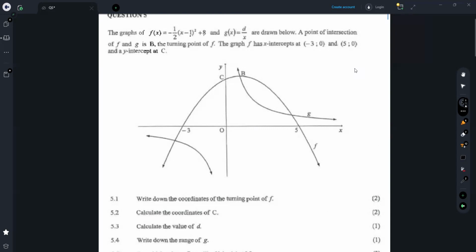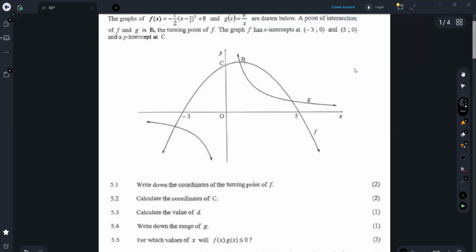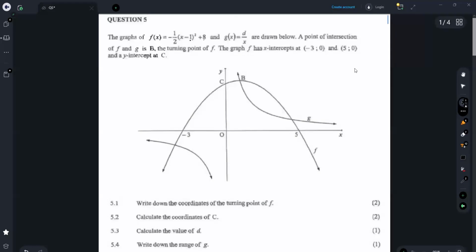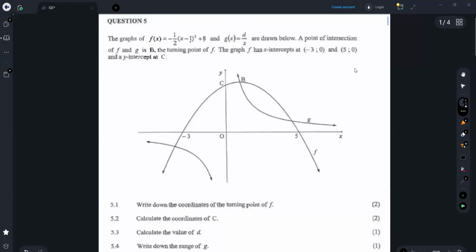And now we are told that the graph of f has x-intercepts at -3 and 0, and 5 and 0. And the y-intercept is at C, as we can see. So now let's find out what they want in the first place. They say write down the coordinates of the turning point of f. When they say write down, we know that this is information that we can extract from either the given statement or the diagram itself. Here we've been told that B is the turning point, and we know that this formula is in terms of the turning point. And now we can extract that information from up there.